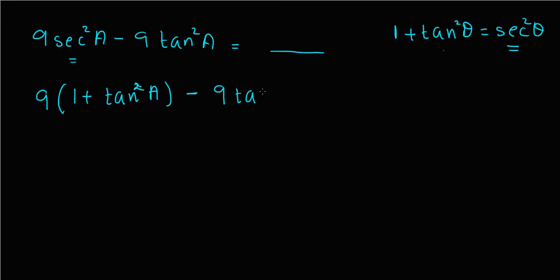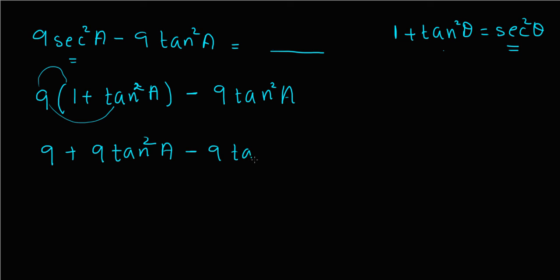Minus 9 tan square A. Opening the brackets, 9 into 1 gives me 9. 9 into tan square gives me plus 9 tan square A, minus 9 tan square A. So when we have two same things with opposite sign, they cancel out each other because the value is equal to 0. So this thing is equal to 9.